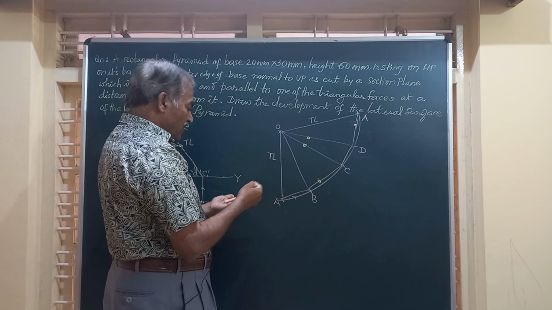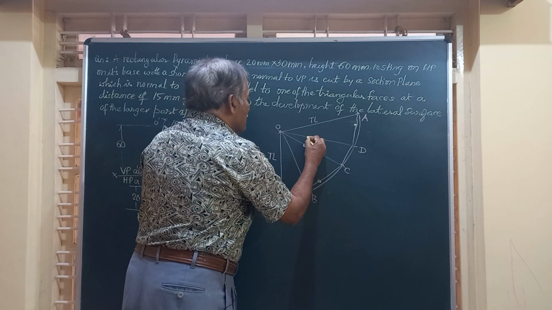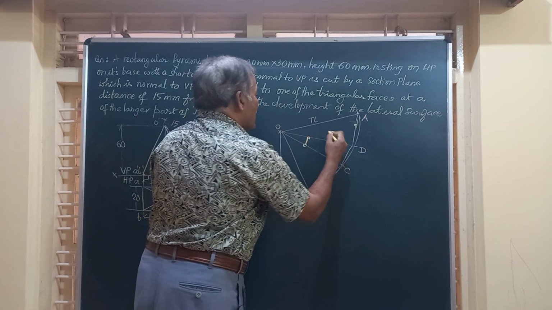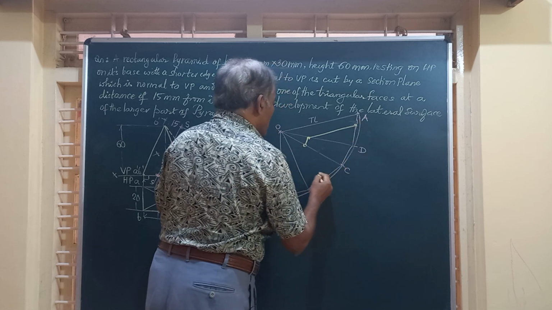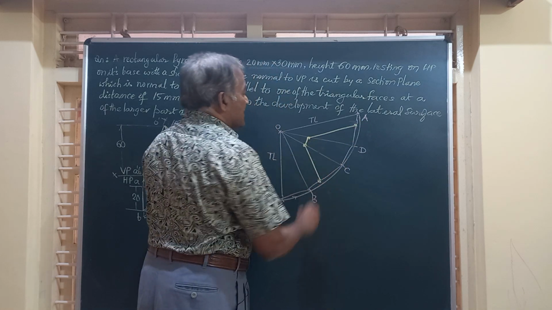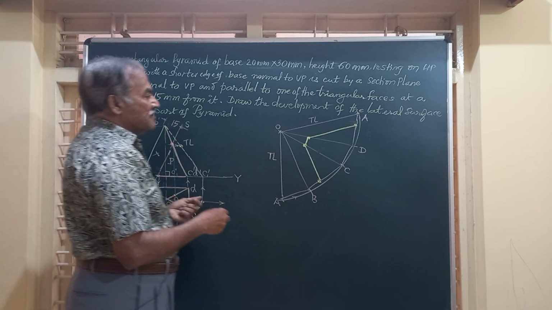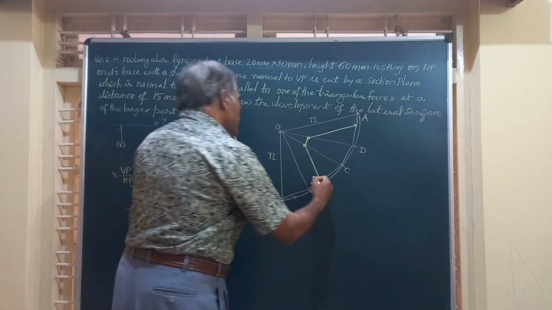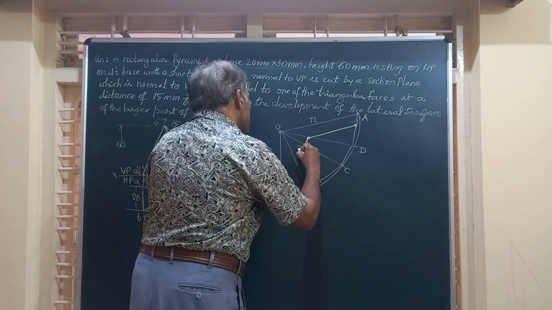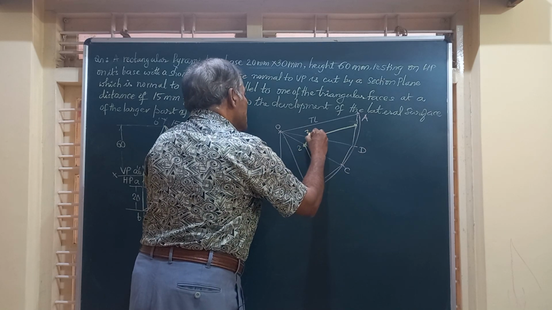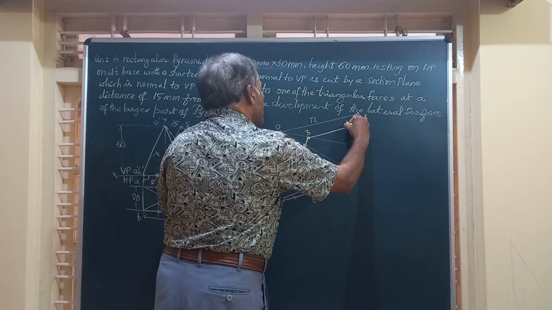Friends, let us join the points so obtained by straight lines. So this point is joined here, this point, and this is joined here. Friends, this is how you are going to join these. And here you can just number them also: 1, 2, 3, and 4.